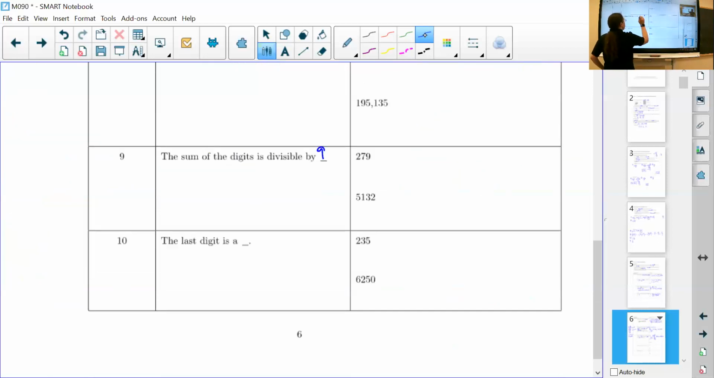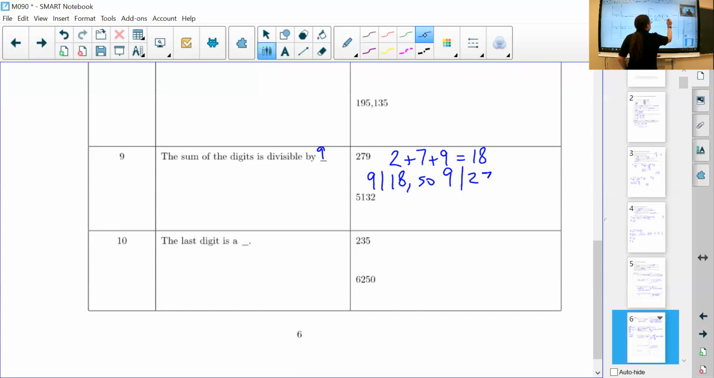Okay, 9 is similar to 3. The sum of the digits just has to be divisible by 9 instead of 3. And notice that again, if 3 doesn't work, there's no way 9 can work. 279, we'll do 2 plus 7 plus 9, we get 18. 9 goes into 18 evenly, or we could even keep adding. 1 plus 8 gives us 9, and 9 goes into 9. Either way, we're going to get that 9 goes into something, so 9 goes into 279.